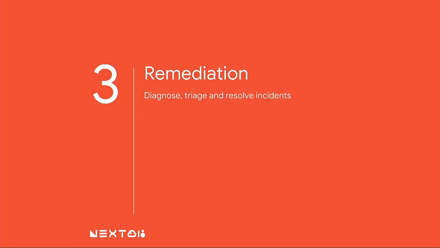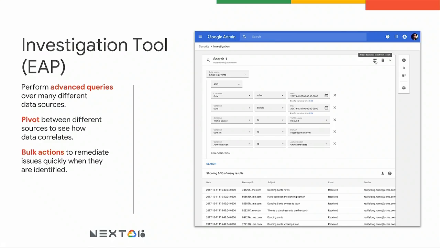And then the last category is remediation. So when we detect these things, how do we quickly remediate the things that do get through? This is where the investigation tool comes in. This is in our early adopter program, available to our enterprise for education and cloud identity customers. At a high level, what it allows you to do is do really advanced queries across multiple data sources to better understand the breadth of the attack, understand what data was affected, pivot between different data sources to correlate data and understand how they relate to each other, and then do bulk actions to remediate issues to clean them up.